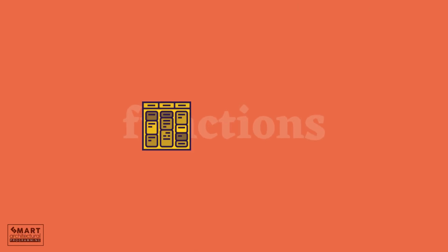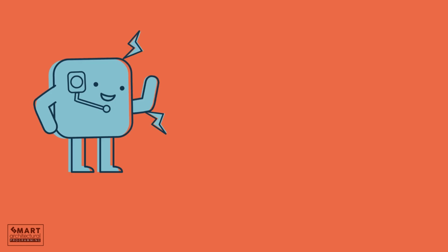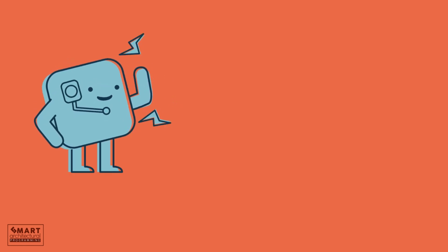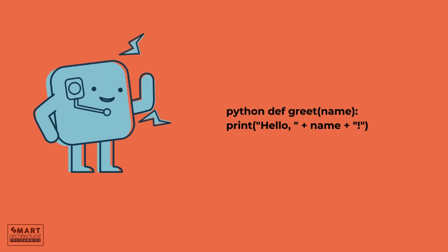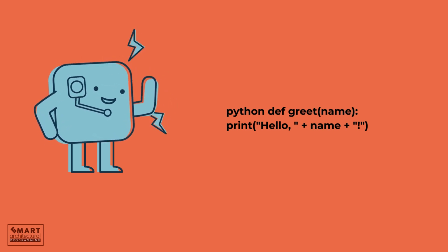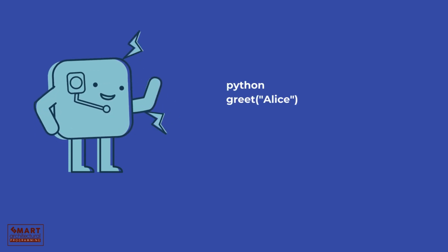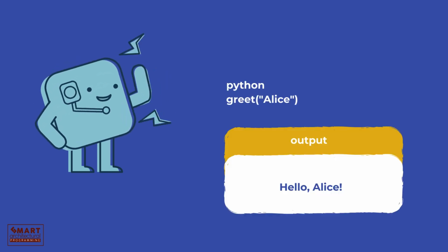Functions are blocks of organized, reusable code that perform a specific task. Here's a simple function named greet that takes a name as an argument and prints a greeting message. Python: def greet(name): print("Hello, " + name + "!"). To use this function, we simply call it and pass a name as an argument. Python: greet("Alice"). And just like that, the function executes and prints our greeting.